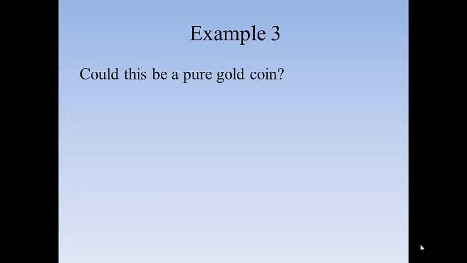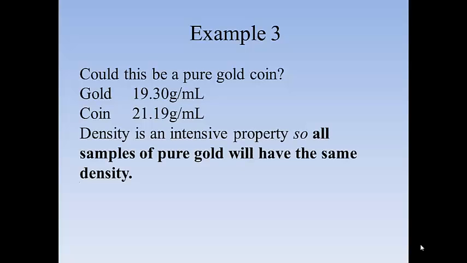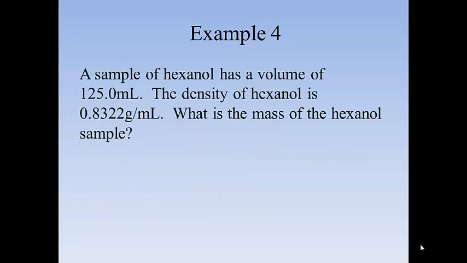Could this be a pure gold coin? It's got the right color. We look it up and we see that gold has a density of 19.30 grams per milliliter. Our coin has a density of 21.19 grams per milliliter. Density is an intensive property, so all samples of pure gold will have the same density. It's pretty obvious that 19.30 grams per milliliter does not equal 21.19 grams per milliliter. You do not have a pure gold coin.